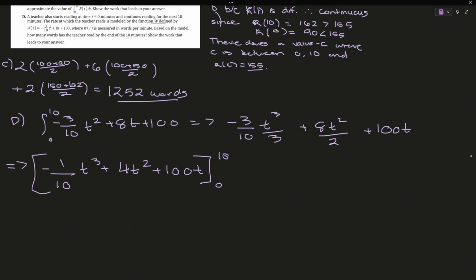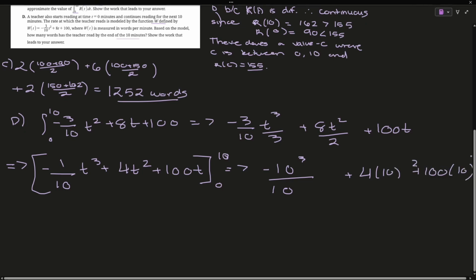So if you plug in 0, all of the t's are going to multiply with 0, and that'll just cancel everything out. So really all you need to do is plug in 10 for all of the t's. So you have to show negative 10 cubed over 10 plus 4 times 10 squared plus 100 times 10. And again, you do not need to simplify for this exam, but if you did simplify, you should get 1,300 words as your final answer.